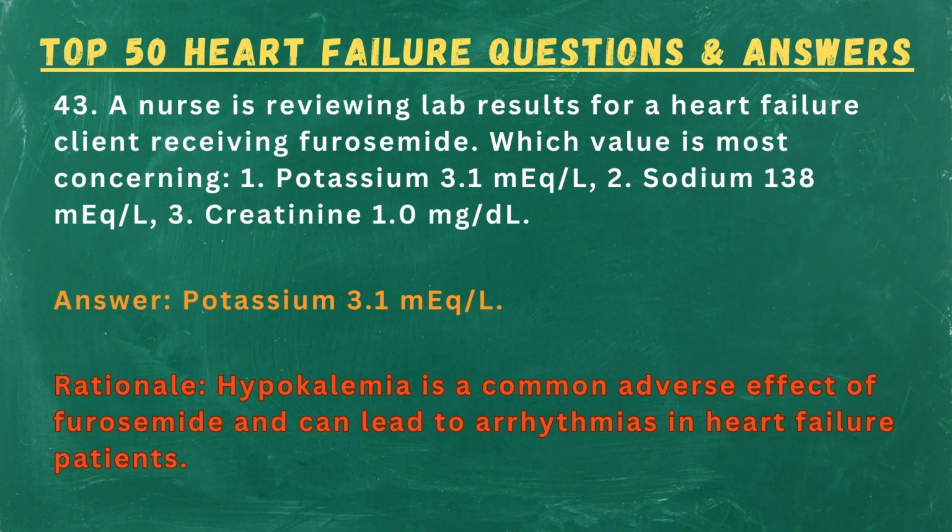43. A nurse is reviewing lab results for a heart failure client receiving furosemide. Which value is most concerning? 1. Potassium 3.1 milliequivalent/L. 2. Sodium 138 milliequivalent/L. 3. Creatinine 1 milligram per deciliter. Answer. Potassium 3.1 milliequivalent/L. Rationale. Hypokalemia is a common adverse effect of furosemide and can lead to arrhythmias in heart failure patients.